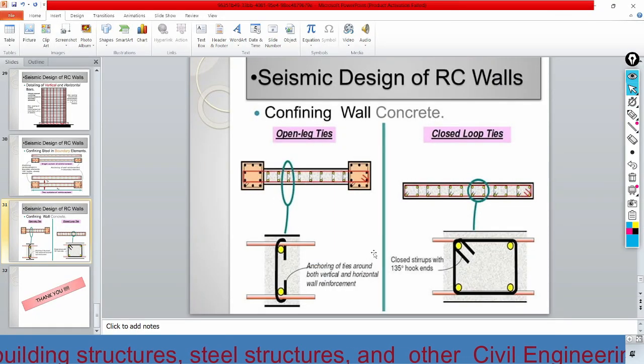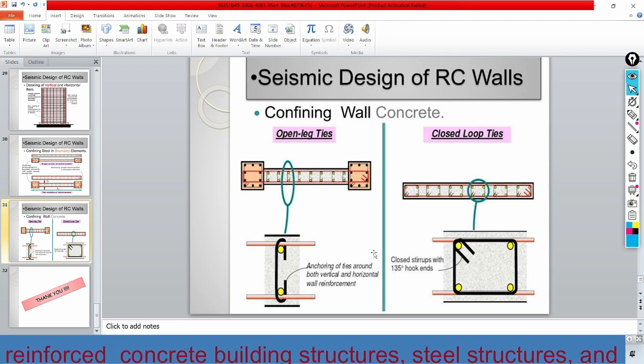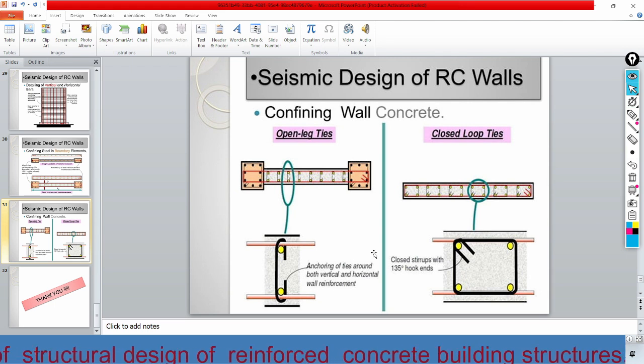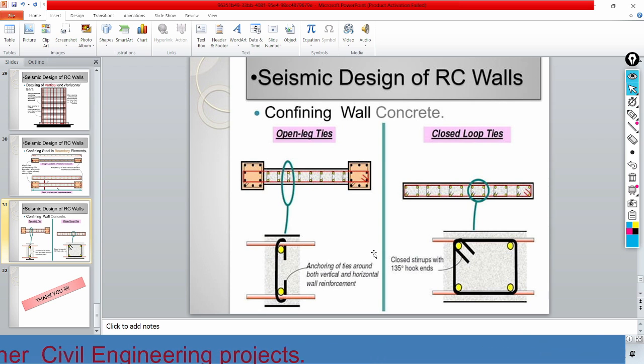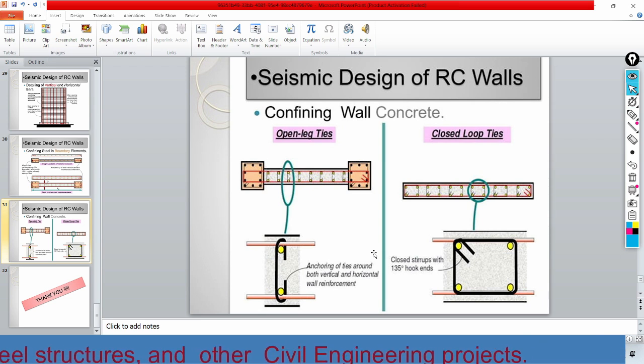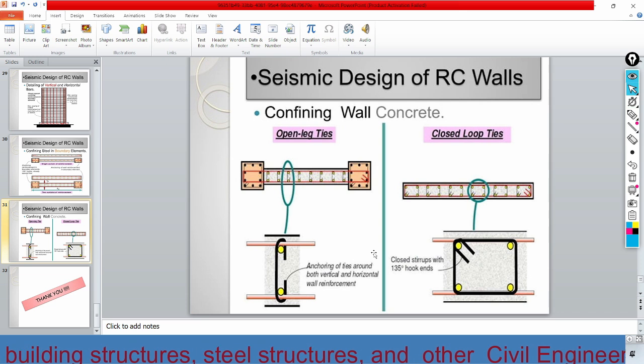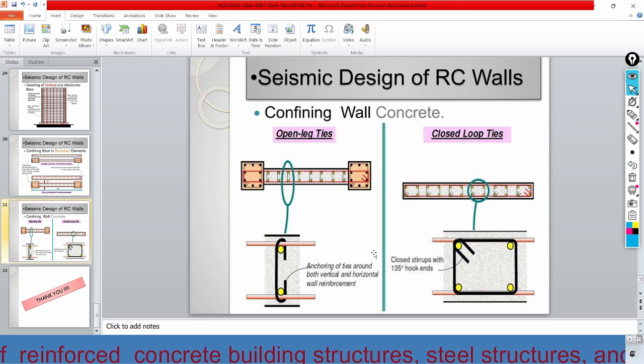This is all about today's tutorial, in which we focused on the definition and description, as well as the behavior and locations of the shear wall in a high-rise building.